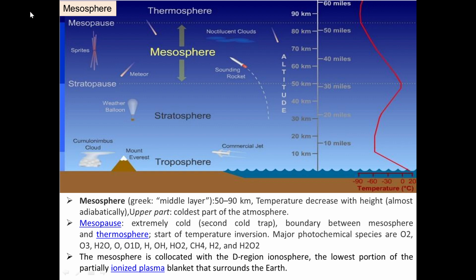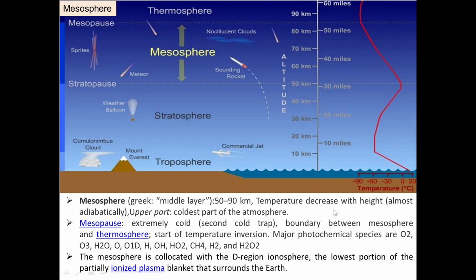Okay, here is the mesopause we can find. It is a boundary layer between mesosphere and thermosphere. Okay, then we come to the major photochemical species: oxygen, ozone, water, singlet oxygen, hydroxyl ion, then methane, and hydrogen peroxide, H2O2. Okay, so these are the photochemical species found in this layer.